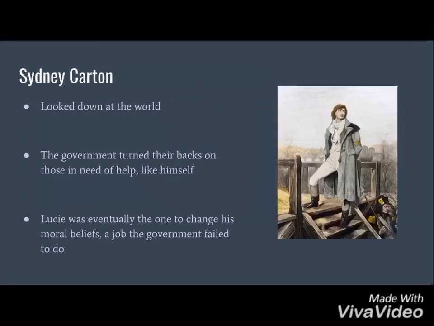Sidney Carton. Sidney is an example of being impacted by the government because he looked down on the world, as he was often a very pessimistic character, and the government turned their backs on those who needed help, like himself. So in this time period, people who needed help never received it, so they just went silently suffering. And Lucy was eventually the one to change his moral beliefs, and this is a job that the government failed to do.